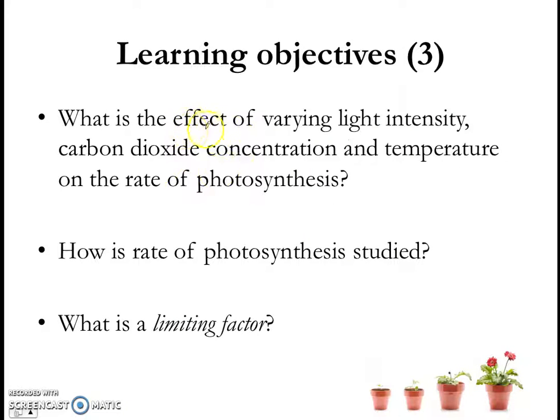And we're going to look at the effect of varying light intensity, not only light intensity, but carbon dioxide concentration, the amount of carbon dioxide, and also the temperature. When we vary these factors, how do they affect the rate of photosynthesis? And how do we study the rate of photosynthesis? What is the design of the experiments? What equipment and apparatus is used? And finally, at the end of this lesson, you're going to look at this important concept of a limiting factor. Super important especially for pure bio, to understand what this is.